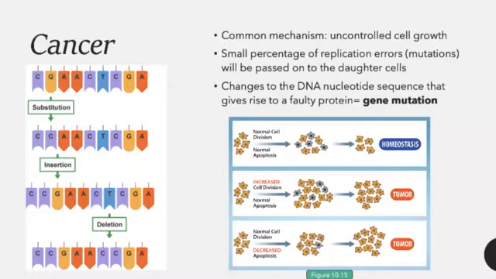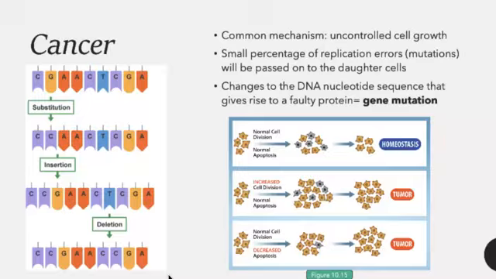So during replication, errors sometimes occur, and these could be called substitutions, insertions, or deletions of our nucleotides. Nucleotides, if you remember, are going to be those individual compounds consisting of a nucleoside that's linked to a phosphate. Basically, they're the structural units of nucleic acids, DNA being one of them, RNA being another one.